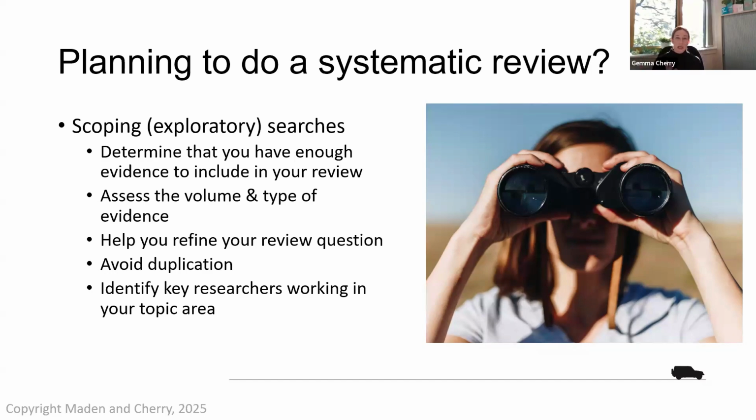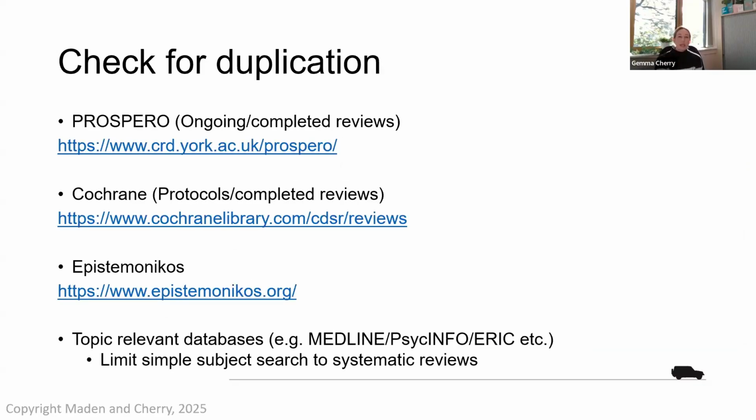You can do them on Google Scholar or a database like Medline, but they're essentially designed to get the lay of the land, figure out what do we know already about it. And there are some key sources that we recommend you search as part of scoping. So Prospero is a UK initiative that is a prospective international database for systematic reviews within health and social care. So Prospero will give you a flavour of ongoing or completed reviews within that field.